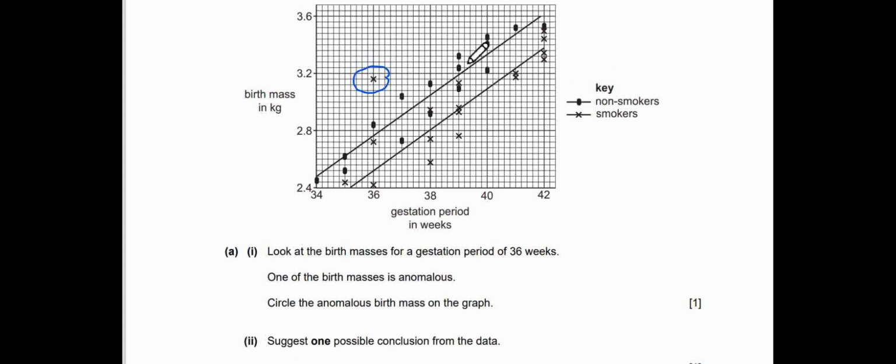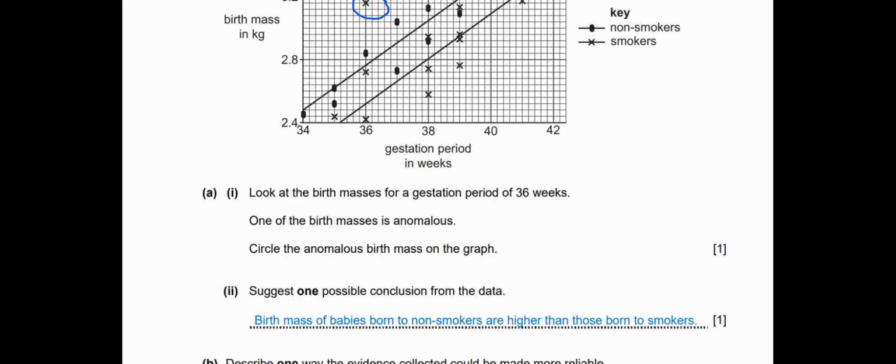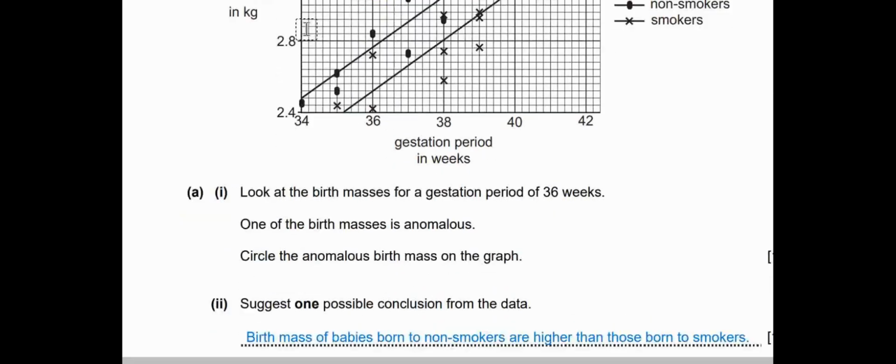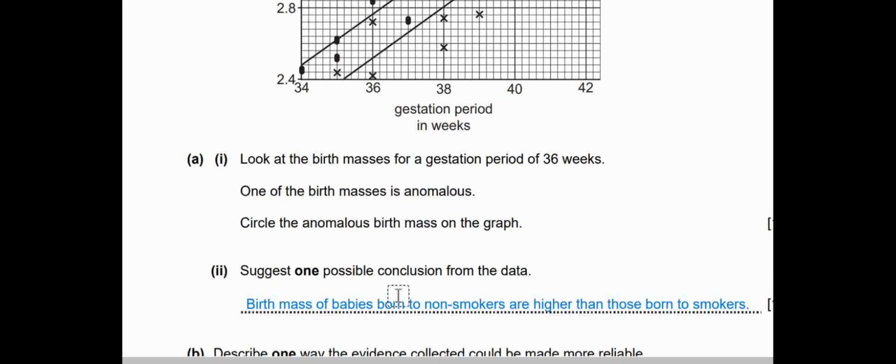Suggest one possible conclusion from the data. So we can see here that all the birth masses of non-smokers are overall higher than those of smokers. So let's type down the answer. Birth mass of babies born to non-smokers are higher than those born to smokers.